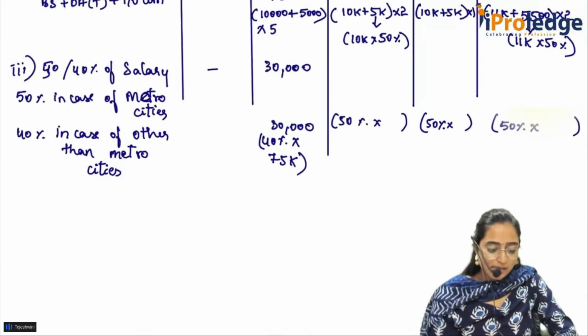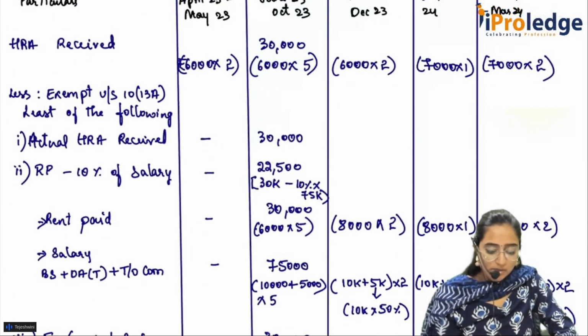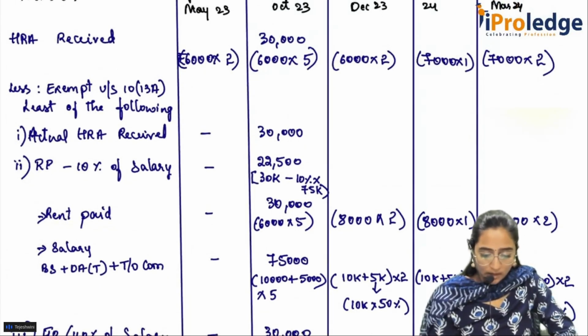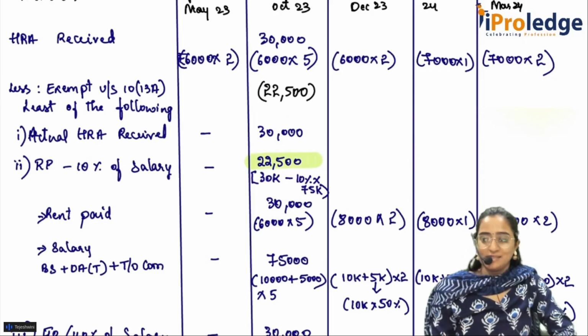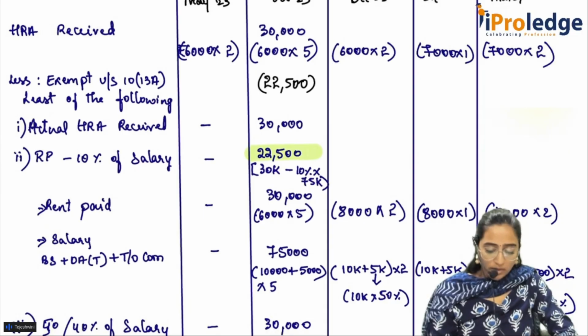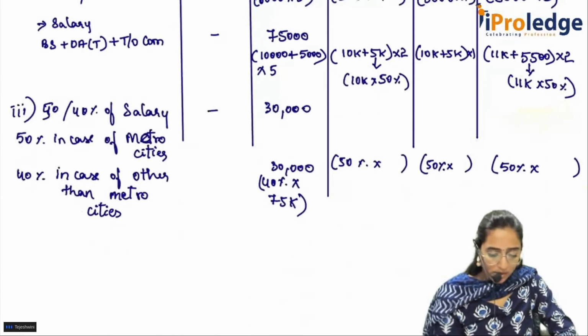The least of the following is exempted. Tell me which is the least of the following. 22,500. So 22,500 becomes your least of the following, that would be exempted. Clear? Now tell me what is the taxable HRA?